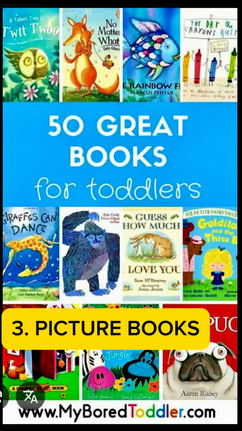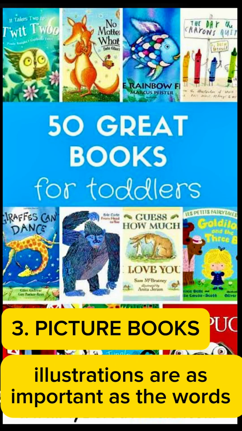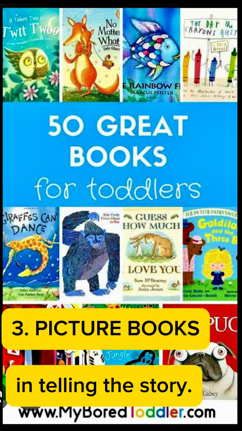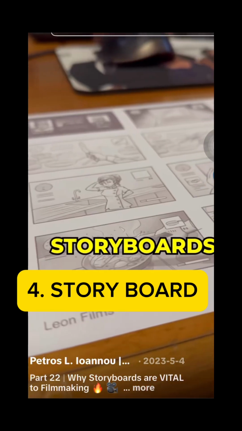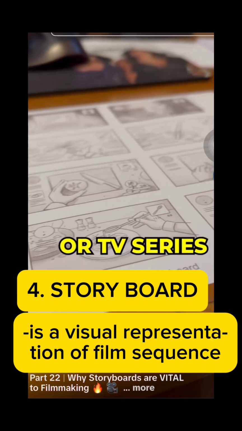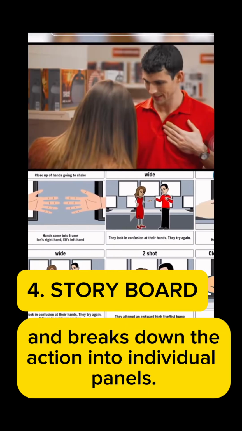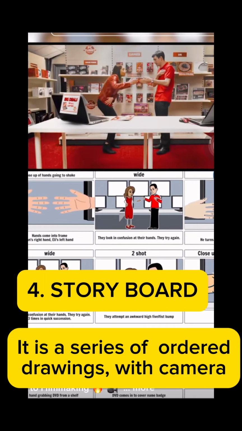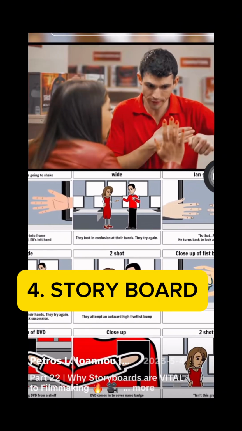The third example of simple multimodal text is picture books. It is a book typically for children, in which the illustrations are as important as the words in telling the story. The fourth example of simple multimodal text is a storyboard. A storyboard is a visual representation of a film sequence and breaks down the action into individual panels. It is a series of ordered drawings with camera direction, dialogue, or other pertinent details.